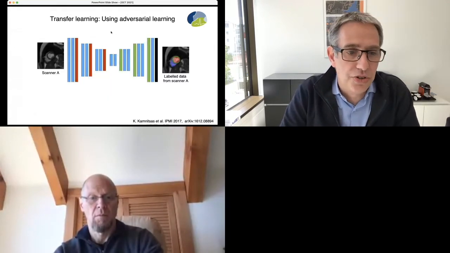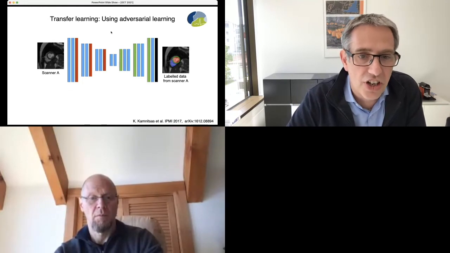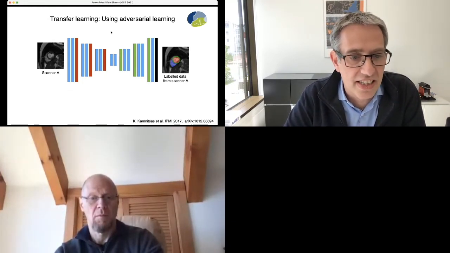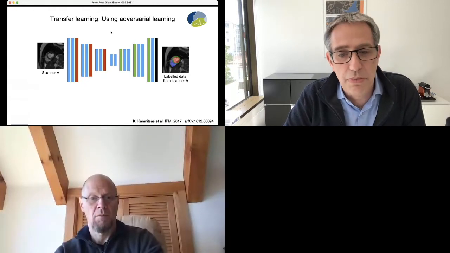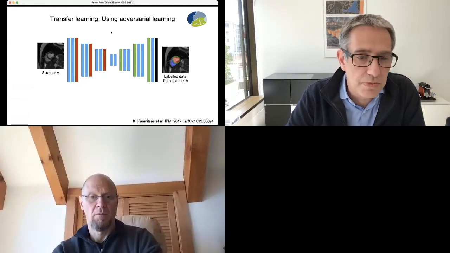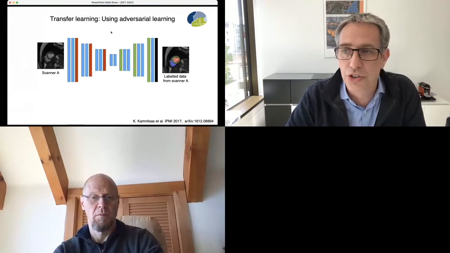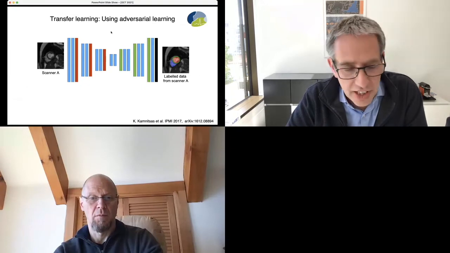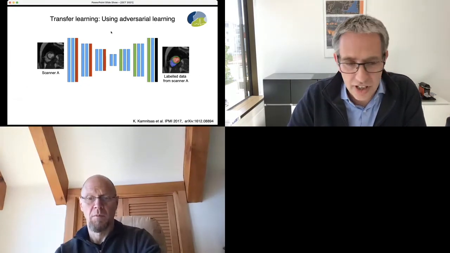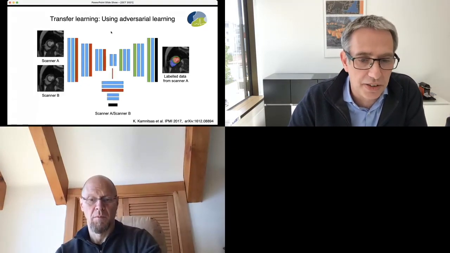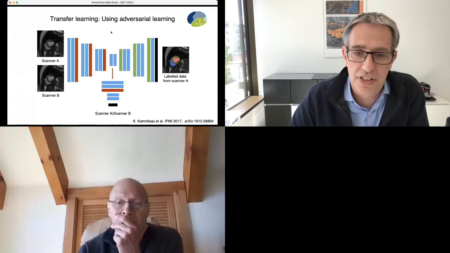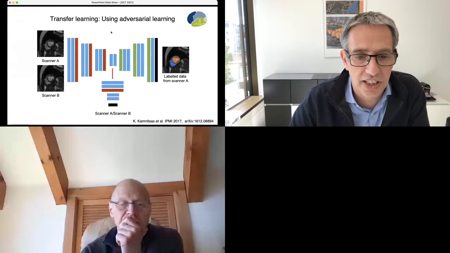Let's assume I want to segment images of the heart, and I have data coming from 2 different scanners, but I've only labeled data from scanner A. So I train my neural network as I've shown you before. It actually does very nicely, a very good job. But now I also plug in data from scanner B. But I don't have training data from scanner B to tell me how the segmentation should look like.